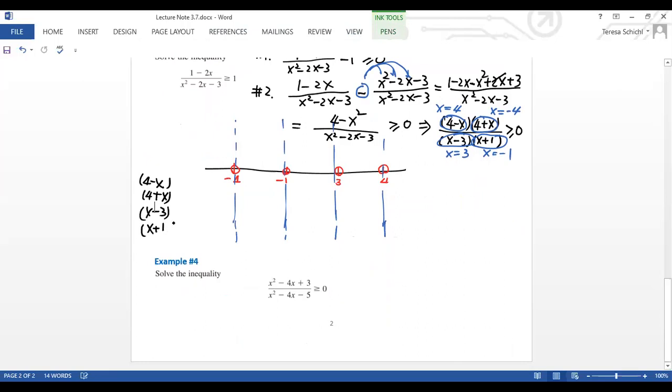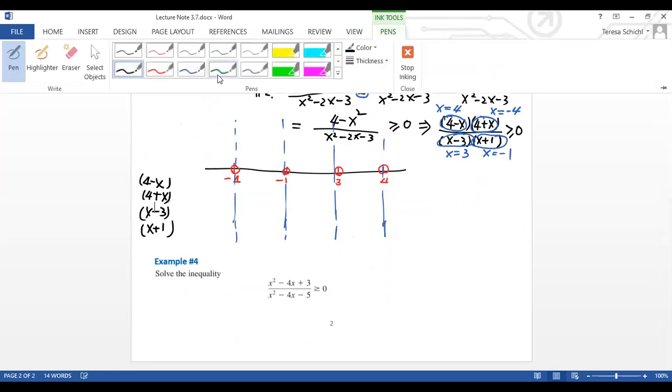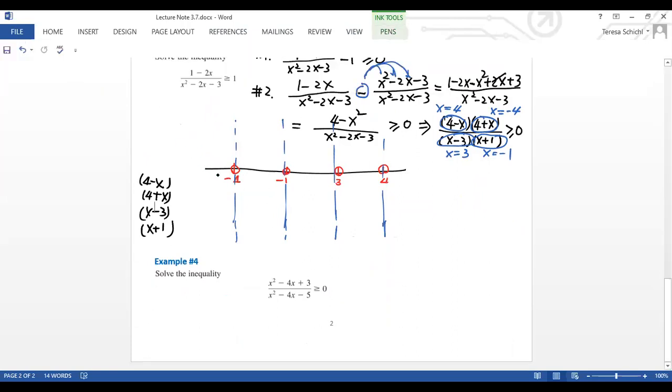All right. Okay, so now let's do the negatives and positives here. Choose something less than negative 4, negative 5. 4 minus negative 5 is plus. And 4 plus negative 5 is minus. Negative 5 minus 3, negative. Negative 5 plus 1, negative, right? Okay, so now choose something between negative 1 and negative 4. Let's say negative 2. 4 minus negative 2, so it's a plus. 4 plus negative 2 is a plus. Negative 2 minus 3 is negative. Negative 2 plus 1 is negative.